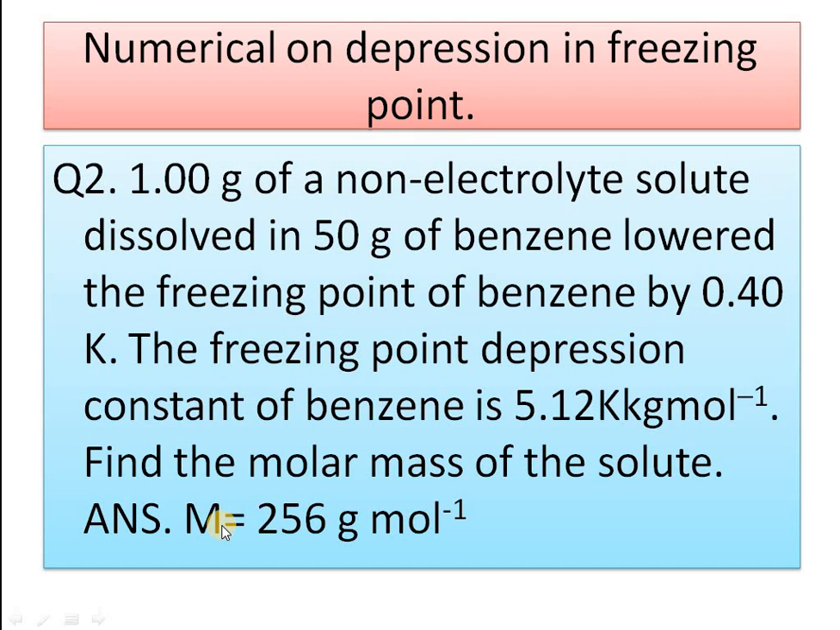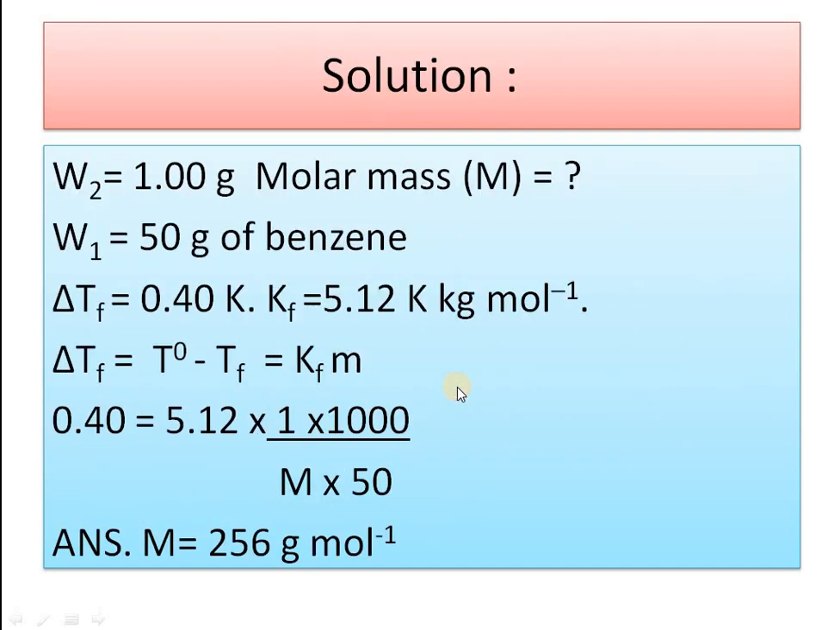Now this question you can pause the video and do yourself, then only you can see that you have understood the concept. So okay, let us start now. 1 gram of non-electrolyte solute dissolved in 50 gram of benzene lowers the freezing point of benzene by 0.40. Freezing point depression constant for benzene is 5.12. So this is self-explanatory. If you solve it, you will get this answer. It's not a typical problem.